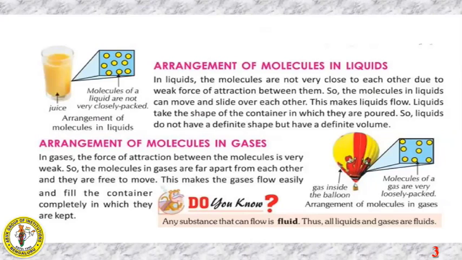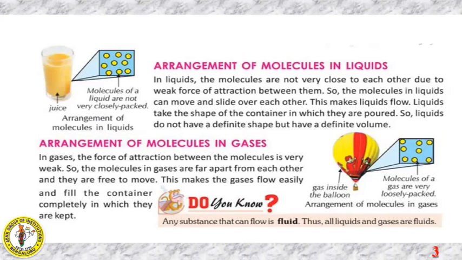Liquids take the shape of the container. In solids, the shape is fixed. Here, liquids take the shape of the container. If you pour it in a glass, it will take the shape of the glass. If you put it in a bucket, it will take the shape of the bucket. If you put it in a pot, it will take the shape of the pot. So liquids take the shape of the container.